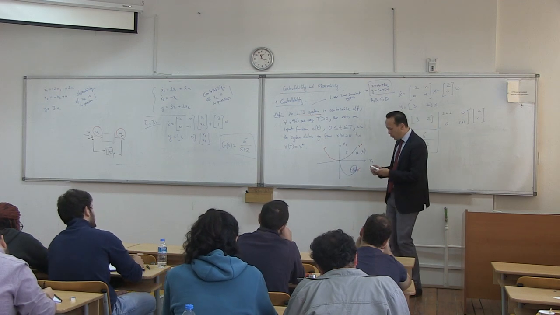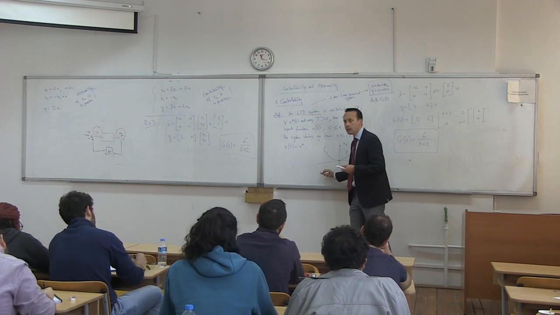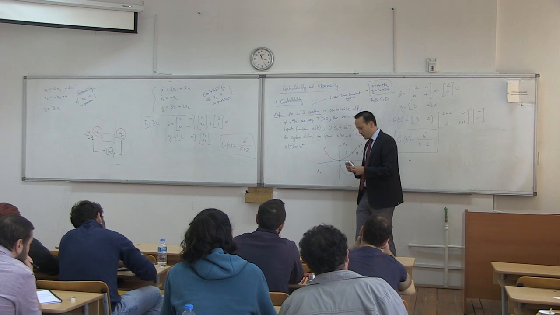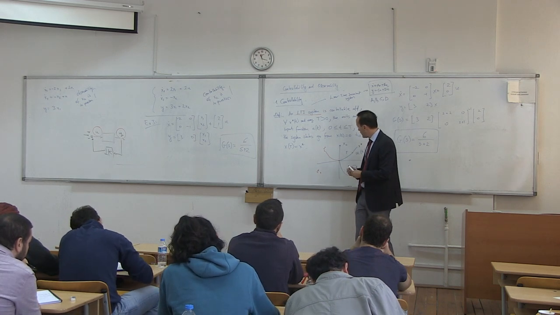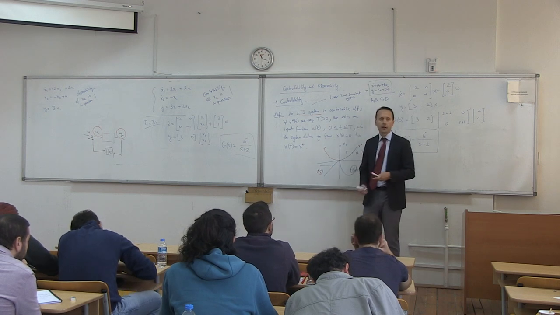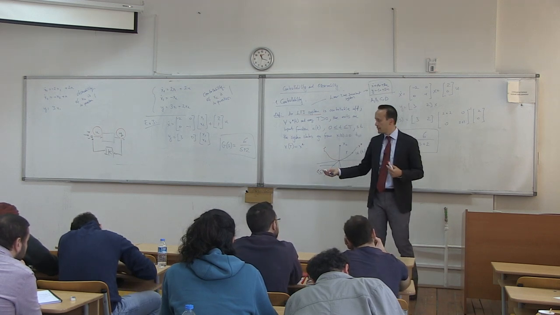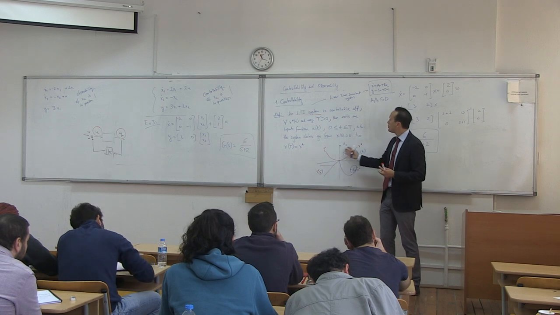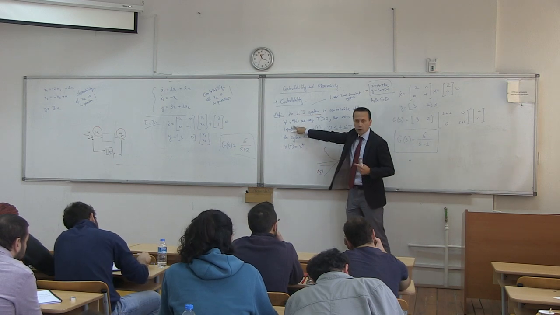Okay? Or let's say there's a state here. I can't go there at all. I mean, my controls take me here, they take me there, but I just cannot get there. So I have an uncontrollable state. That's kind of more obvious. I need to be going to all x stars.